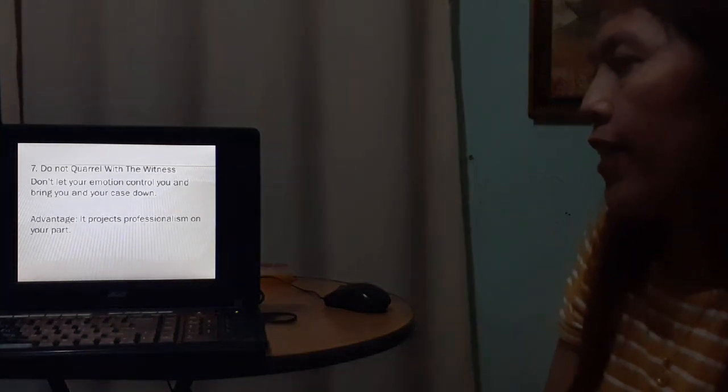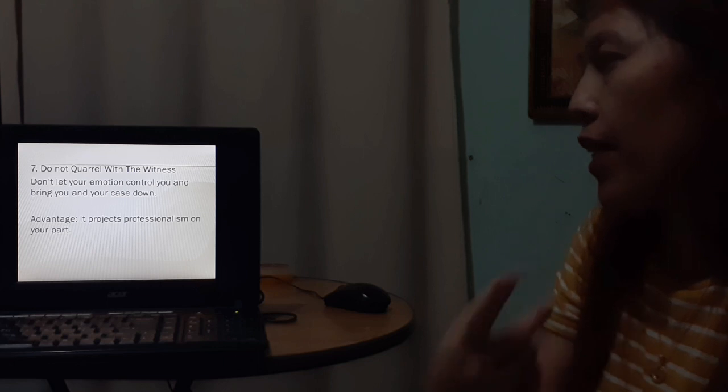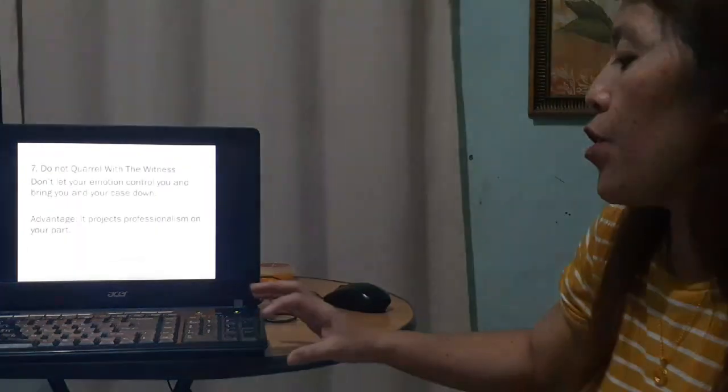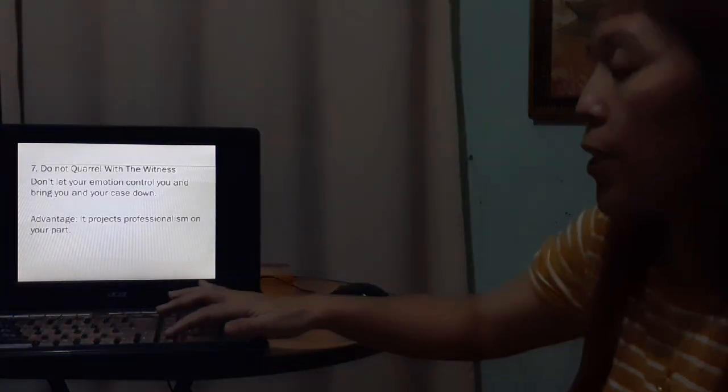The advantage for this is it projects professionalism on your part. Remember that you are a lawyer and you should be a professional lawyer. You should observe respect and you should respect the court.